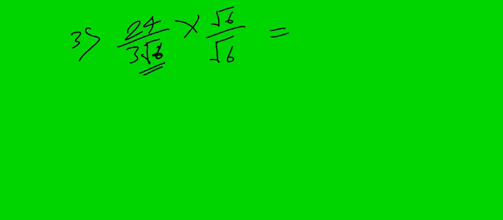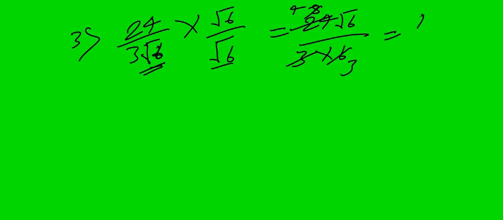So what we will get? 24 root 6 upon 3, and root 6 into root 6 is 6. And cancel it. 3 8s are 24, and 6 and 8 will be cancelled with 2 in 4 times and 3 times. So it will come 4 root 6 upon 3.